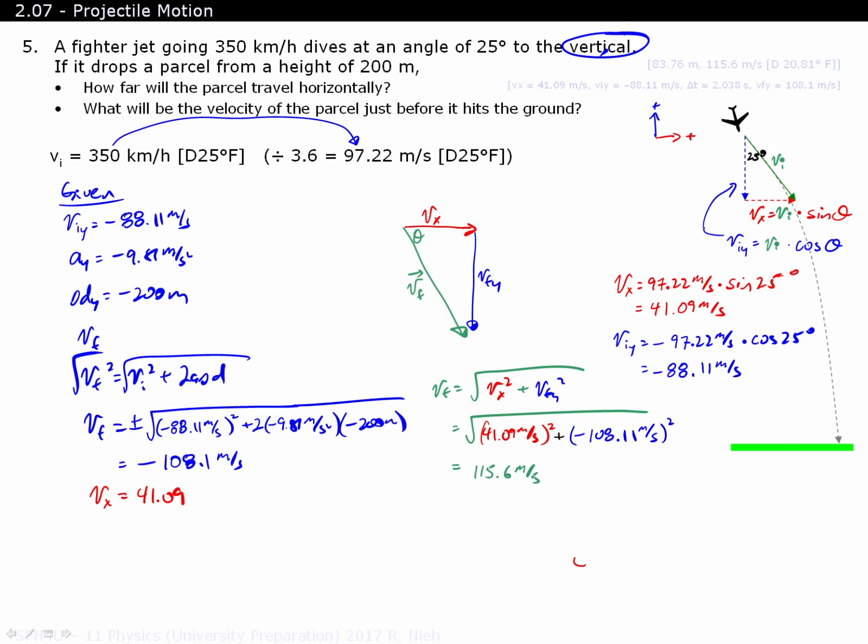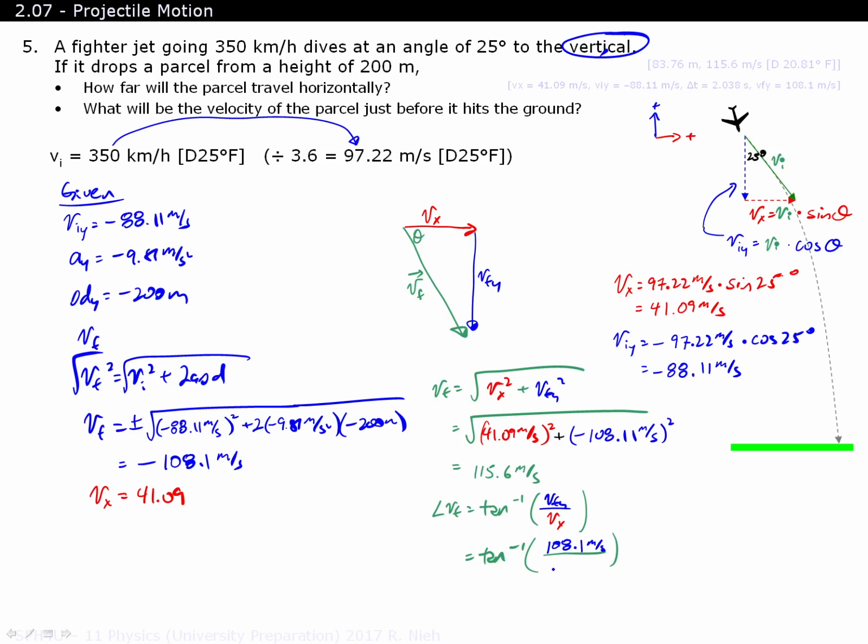You can convert that into kilometers per hour if you wanted to. As for the angle of Vf, according to our diagram, that's equal to the tan inverse of our opposite, which is our Vfy, divided by our Vx. So Vfy is 108.1 meters per second. If you want to put a minus sign there, you could.